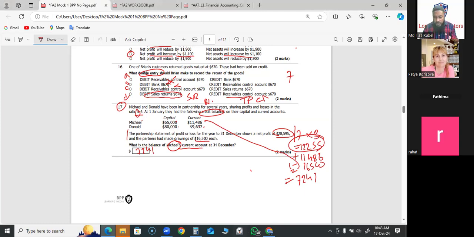I repeat, on my YouTube channel you can see the partnership related videos. On the credit side, if this is a current account, look at this, Michael and Donald. You can have a balance brought down, and then profit. Then interest on capital is the partner's gain. Would you remember? Interest on capital is the partner's gain.